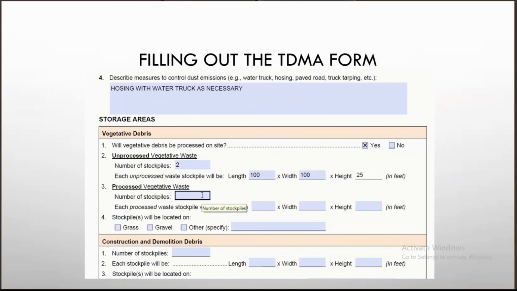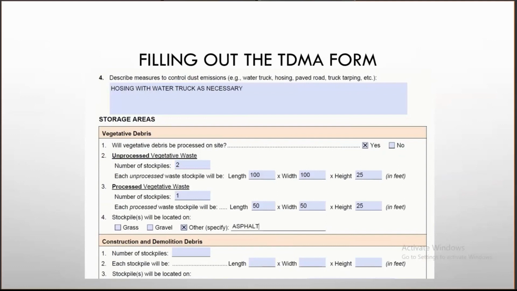So you're going to have 2 unprocessed piles, and let's just say 1 processed. That's going to be 50 by 25. And stockpiles are going to be located on, say, asphalt. And you would put in the appropriate surface here.